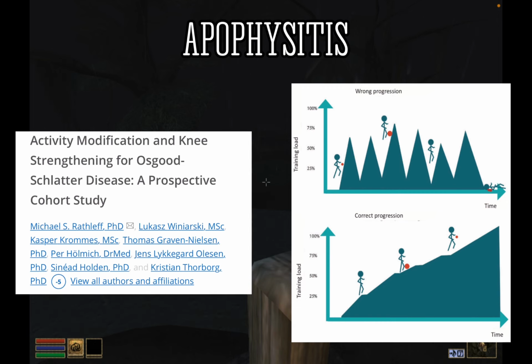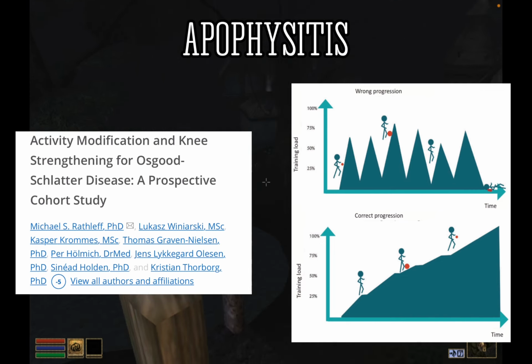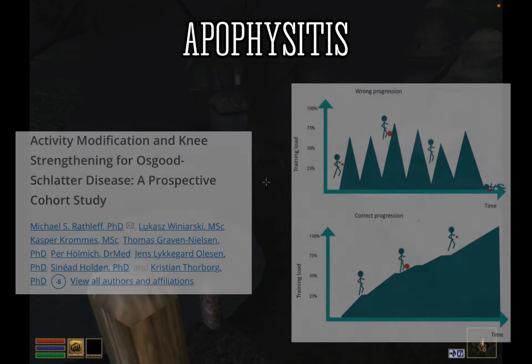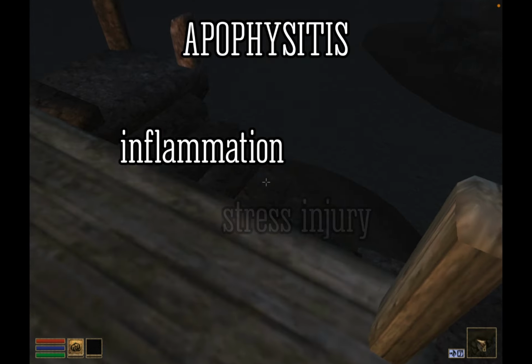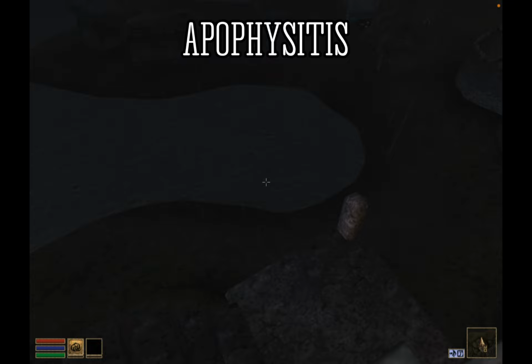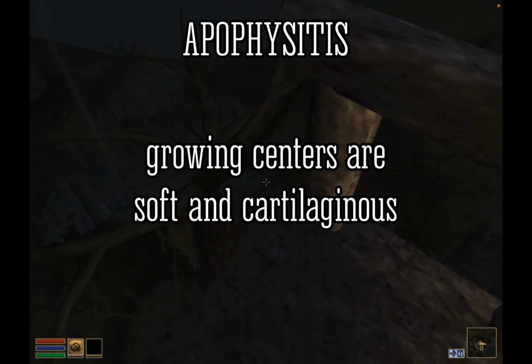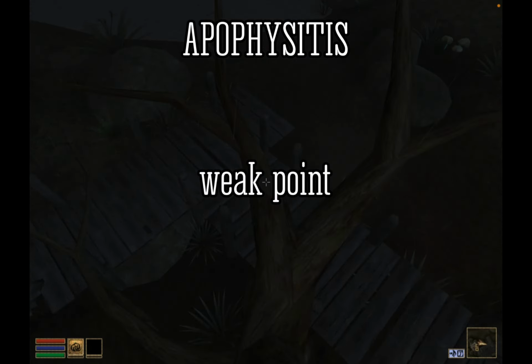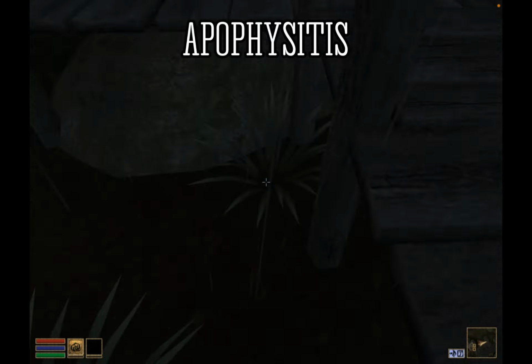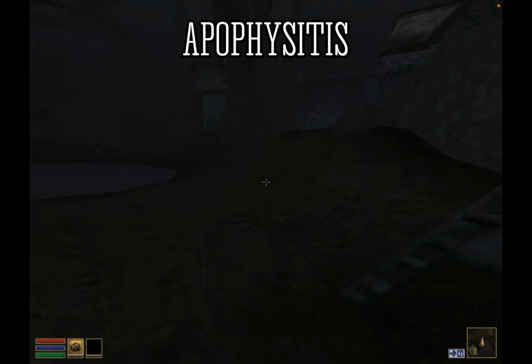So it's these big changes in load going from not doing much to doing way too much where they really run into issues. Michael Rathleff actually had a study where he put a graph where what kids do is not right, whereas they need to be educated on what to do with building themselves up based on their pain. So the apophysitis is an inflammation and a stress injury to those growing centers. This happens in kids that are around age 9 to 15 because those areas are still soft and cartilaginous. So they're actually the weak point in the muscle tendon bone chain, so they're more likely to get injured.